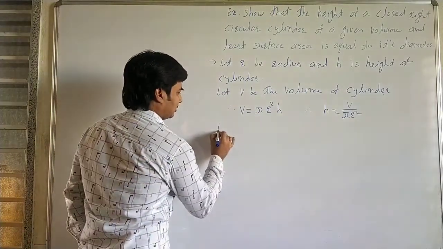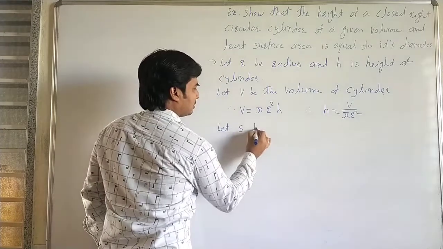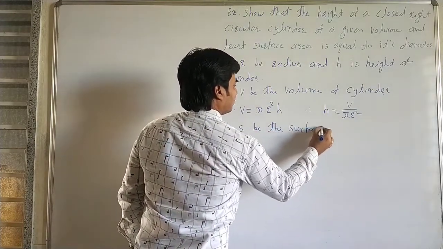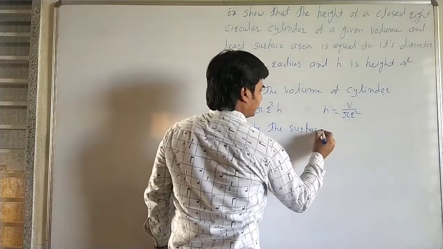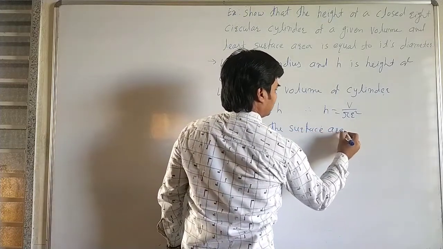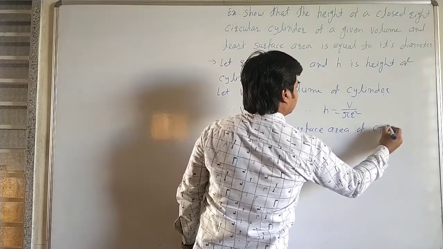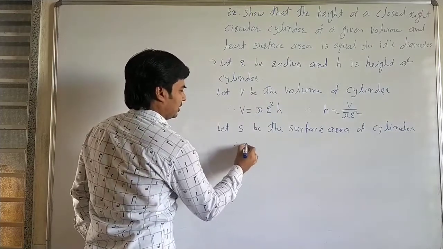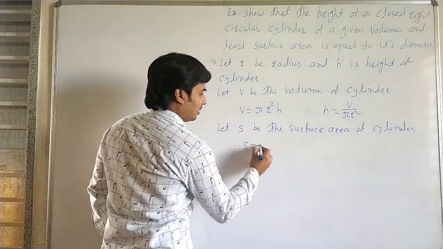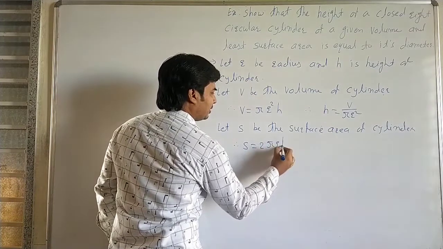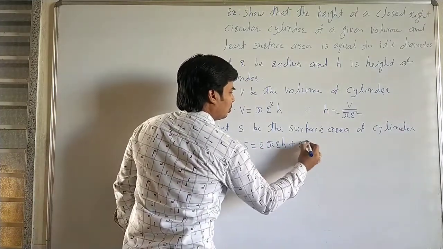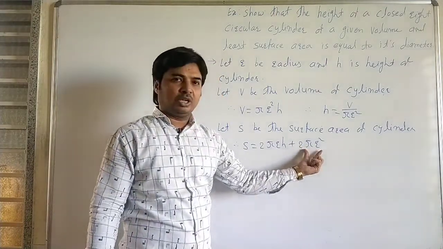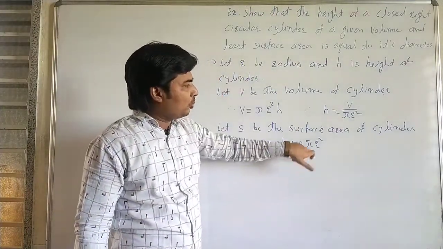Now let S be the surface area of the cylinder. Therefore we can write S is equal to 2 pi r h plus 2 pi r square. 2 pi r h is the curved surface area, and 2 pi r square is the area of the base circle and top circle.